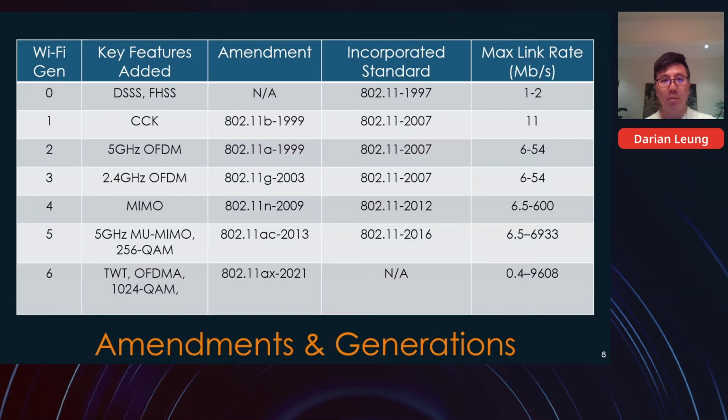So here's a table showing particular amendments, the year of adoption, and the protocol version that they were eventually incorporated into. However, these suffixes don't make it easy to track what changes were made. Thus, the Wi-Fi Alliance has come up with a simplified generational numbering scheme. Each generation is tied to a particular amendment, and as you can see, the Wi-Fi throughput has only increased over the past couple of decades.